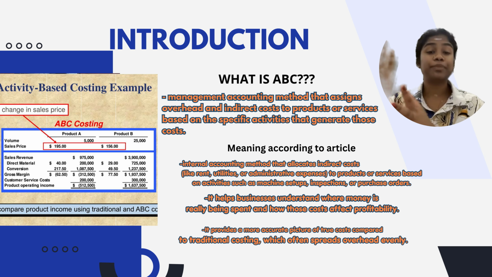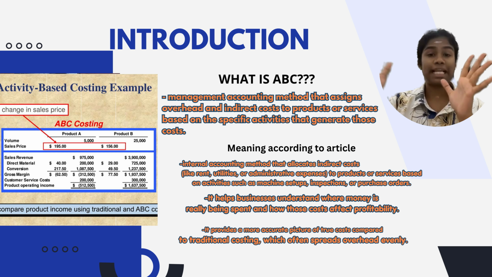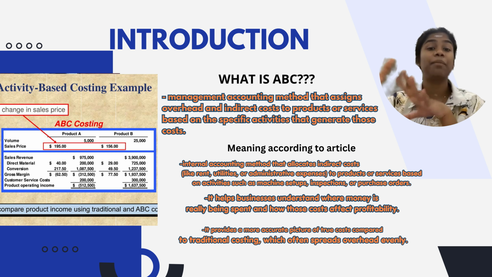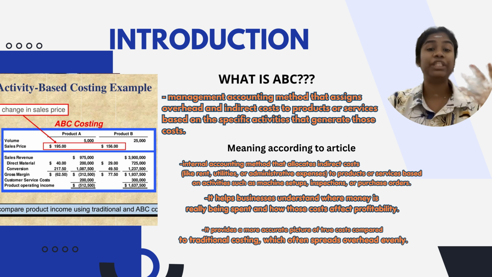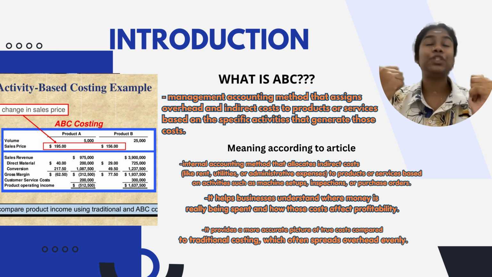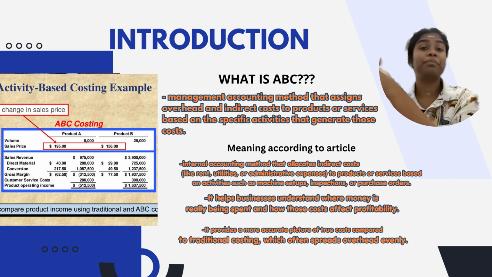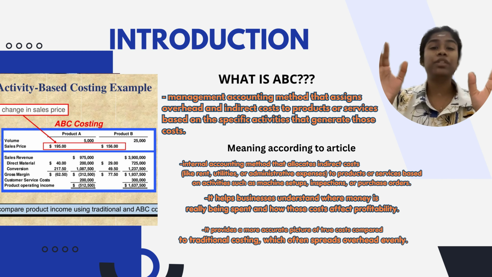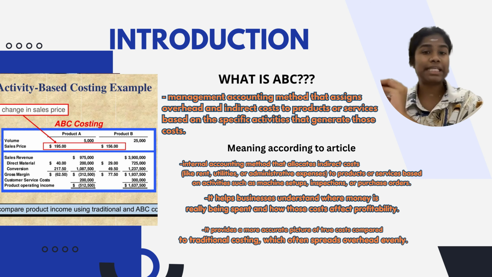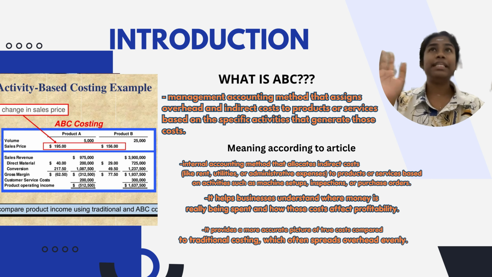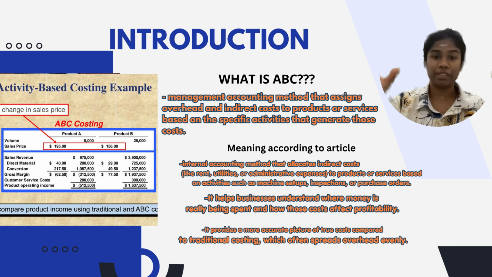They would spread overhead costs like rent, electricity, or salary across products using broad measures such as labor hours or machine time. While this was easy to apply, it often gave a distorted picture. Some products looked cheaper than they really are, while others seemed more expensive. This made it hard for managers to see which products are truly profitable.